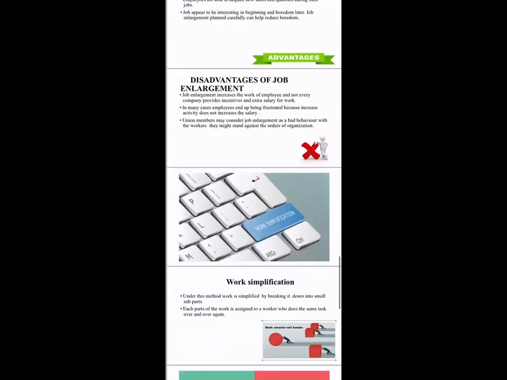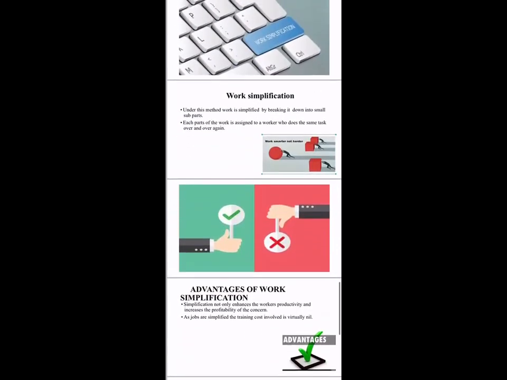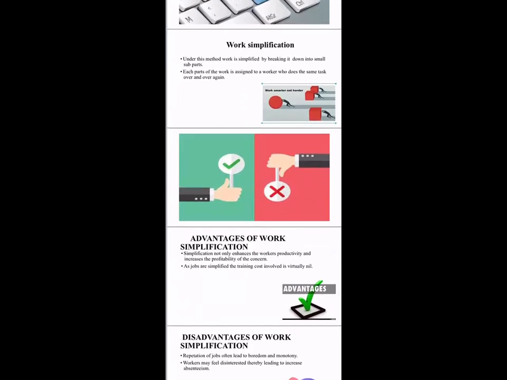Moving to the last modern technique, work simplification. Under this method, work is simplified by breaking it down into small subparts. Each part of the work is assigned to a worker who does the same task over and over again. एक काम को स्मॉल पार्ट्स में डिवाइड करके एम्प्लॉय को दे सकते हैं, वो पार्ट जो वो हमेशा करता है इज कॉल्ड वर्क सिंप्लीफिकेशन.